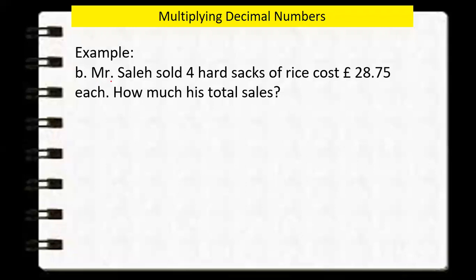Another example. Mr. Saleh sold 4 sacks of rice, cost 28.75 pounds each. How much are his total sales? So now let's see. This is multiplication. Even though you have the word total, it is multiplication because the given here is for 1 sack and he sold 4. So that's why we need to multiply. So let's solve. So this is 28.75 times 4.